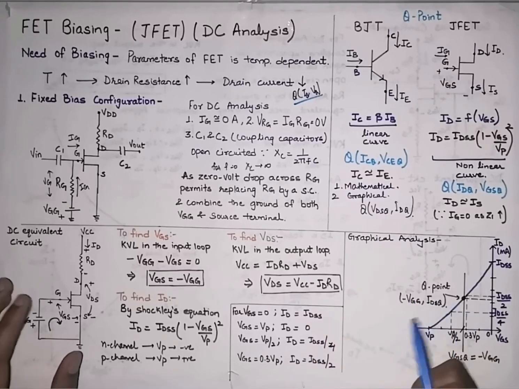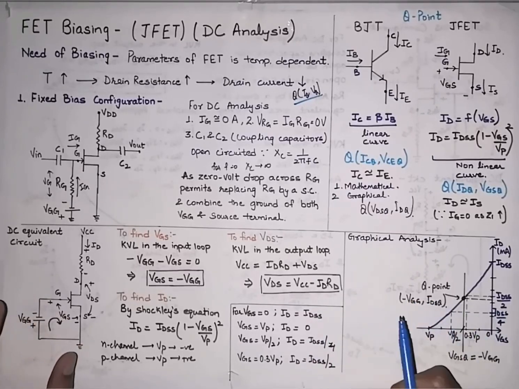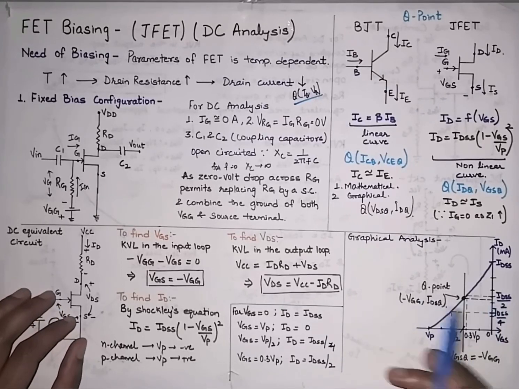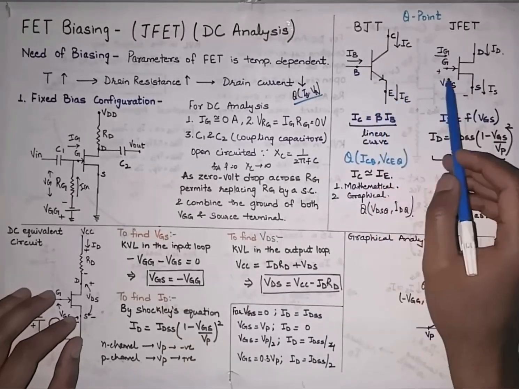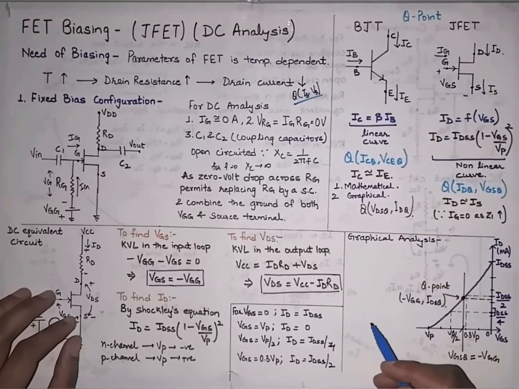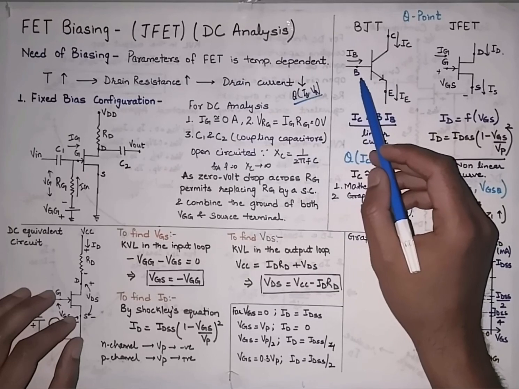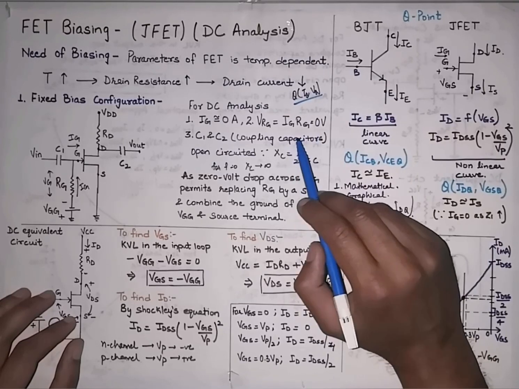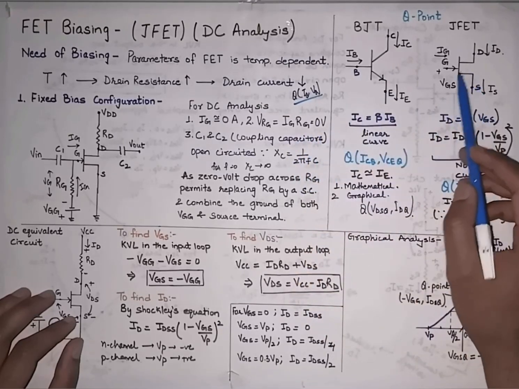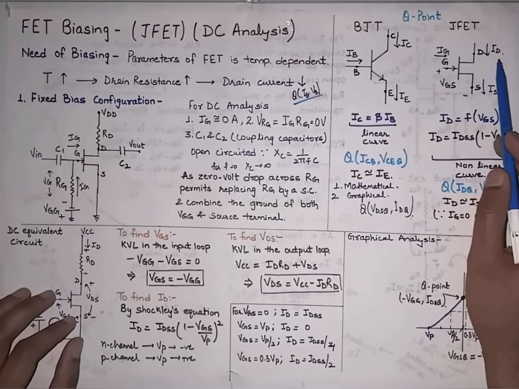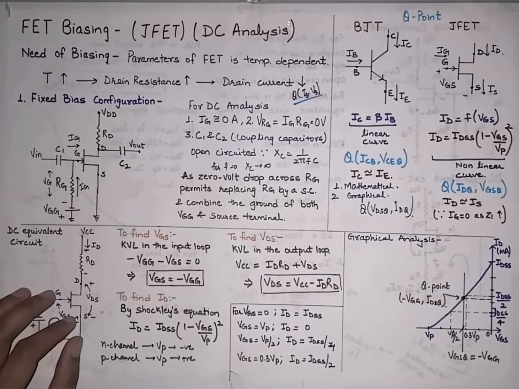Before discussing this biasing configuration, let's first have an overview or a comparison between the BJT and the JFET. As both are 3-terminal devices, we can say that the base of the BJT is almost similar to the gate of the JFET, collector as the drain of the JFET and emitter as the source. As BJT is a current controlled device, the IB current will control the flow of the output current, that is the collector current. Whereas in the JFET, the VGS, that is the voltage across the gate source terminal, will control the flow of ID, and that's why it is called a voltage controlled device.